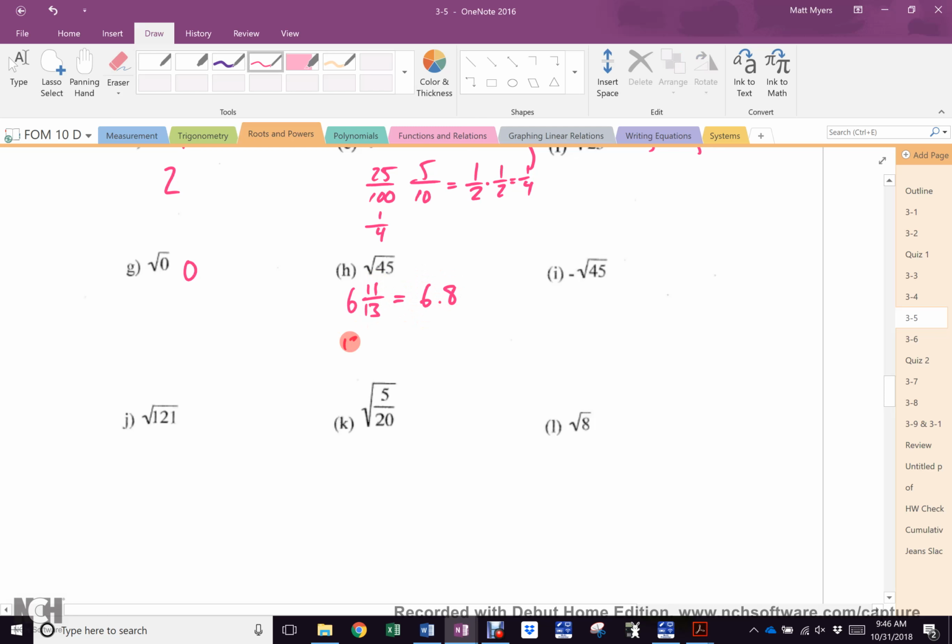If it was 13 over 13, it would be 1, right? So I'm 2 steps away from that, so I went with 2 decimal spaces away from being 7. This one, obviously the same thing, but negative 6.8. This one, it's on our list. It's 11. This one is tricky. A lot of people say this one's irrational. Except it's not, is it?